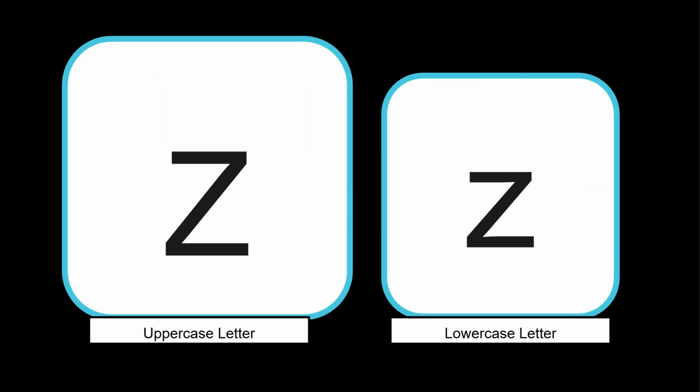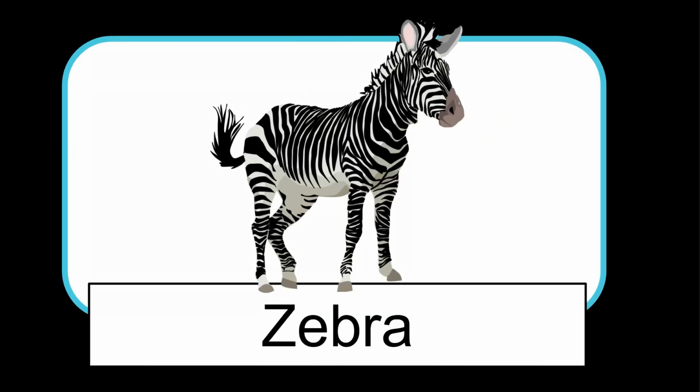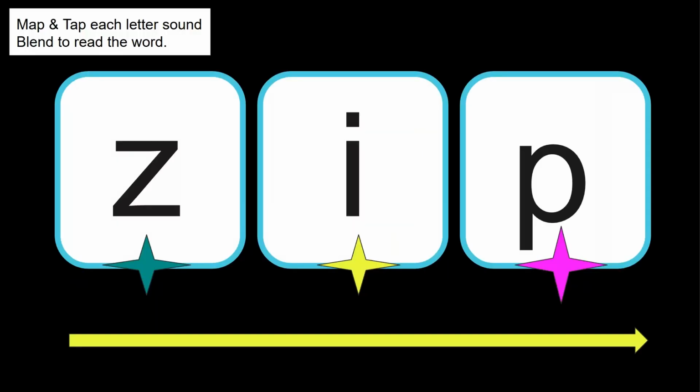Next letter is the last letter of the alphabet, Z, and it makes the sound Z. Think about a zipper, Z. Or like in the word zebra. So let's decode. Z-I-P. Zip.